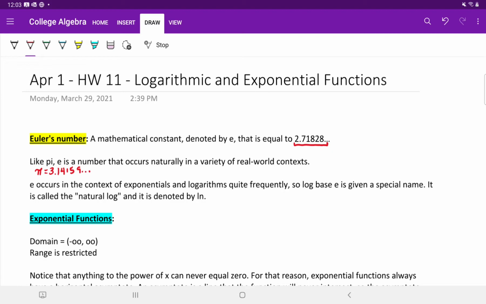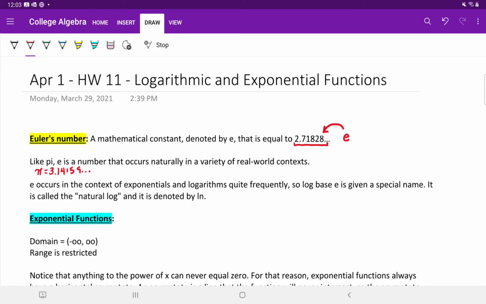It's just a number. Now, there's a button on your calculator. If you have a TI-84 Plus, there's a little button, just the letter lowercase e. And if you punch that into a calculator, it will be equal to this number right here. So you've got a calculator button for it. You don't have to memorize this number or punch it in every time. Just use the shortcut.